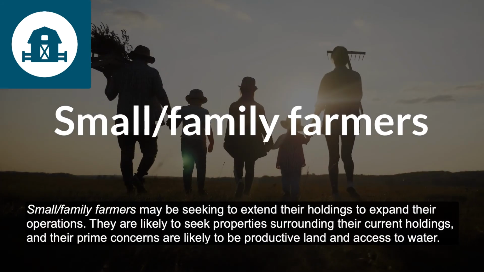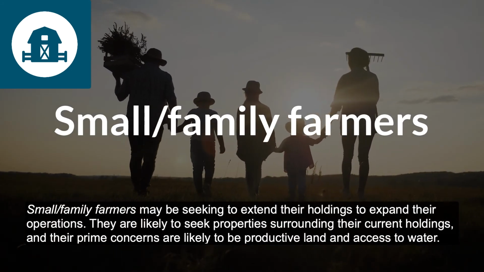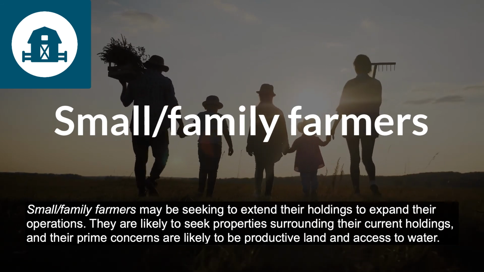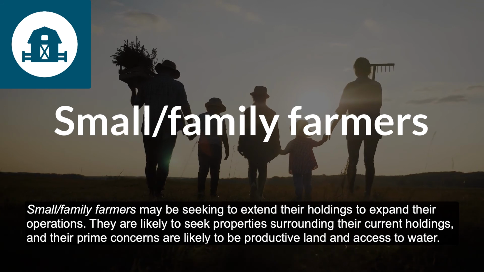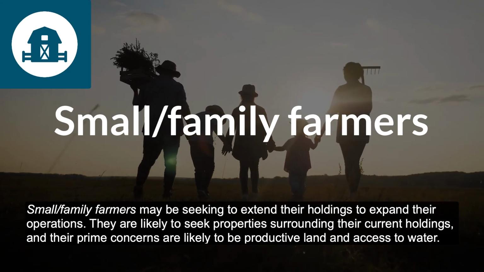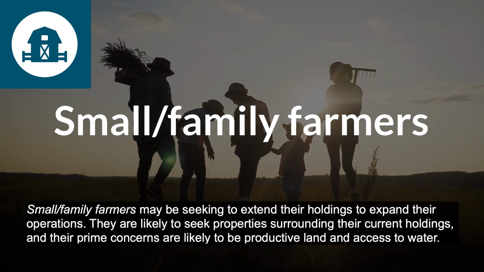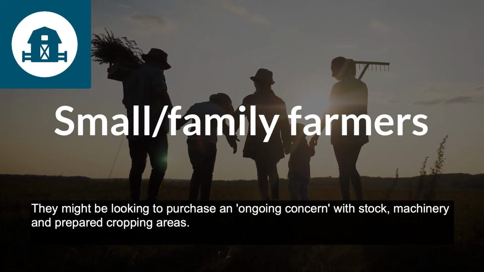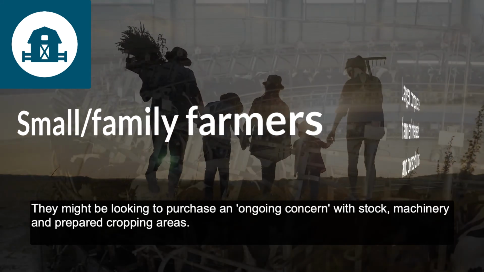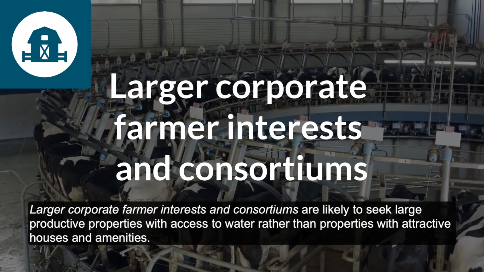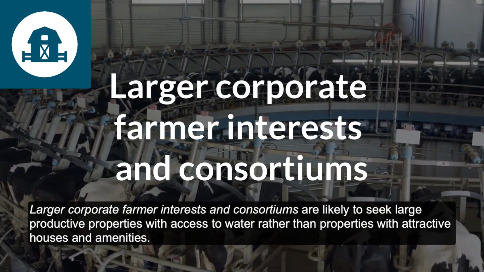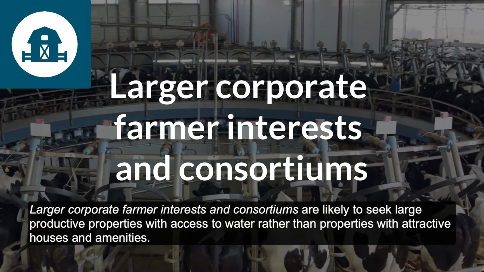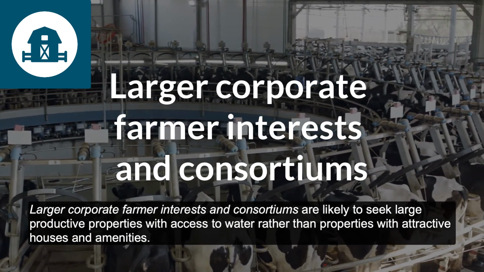Small family farmers may be seeking to extend their holdings to expand their operations. They are likely to seek properties surrounding their current holdings, and their prime concerns are likely to be productive land and access to water. They might be looking to purchase an ongoing concern with stock, machinery, and prepared cropping areas. Large corporate farmer interests and consortiums are likely to seek large productive properties with access to water rather than properties with attractive houses and amenities.